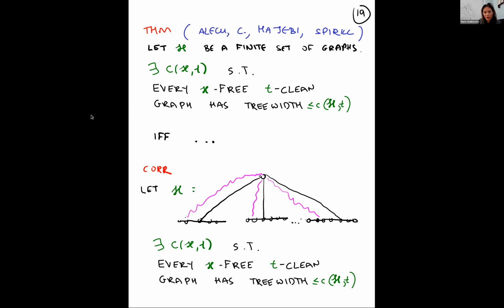Okay, so the corollary is that if you forbid this family H, and you have a T-clean graph that doesn't contain any member of this family, then the tree-width is bounded. And let me say something about the proof. It's going to be no details, but I'm going to say something.